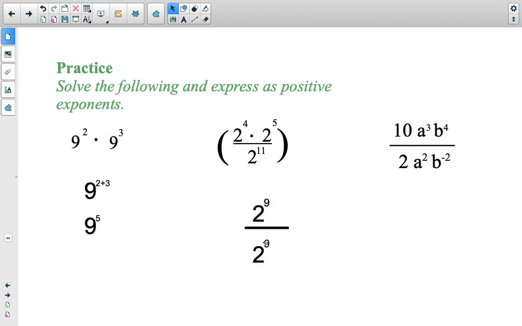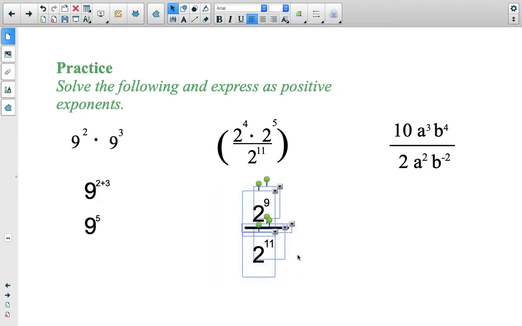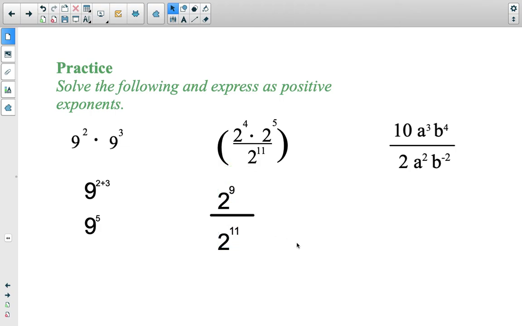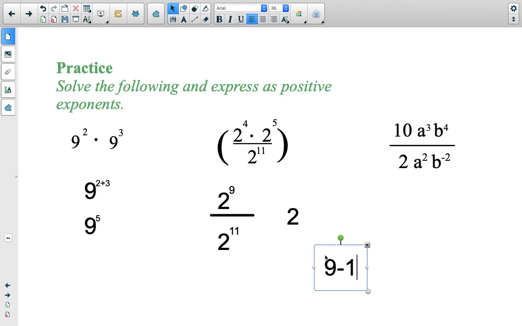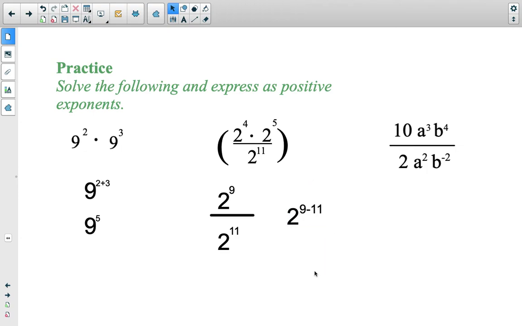Now, what do I do with my exponents here? When I divide, I need to subtract my exponents. So now I have 2 to the power of, and I need to be mindful, I need to go numerator minus denominator. Okay, so I need to go 9 minus 11. Well, then I get 2 to the power of negative 2.